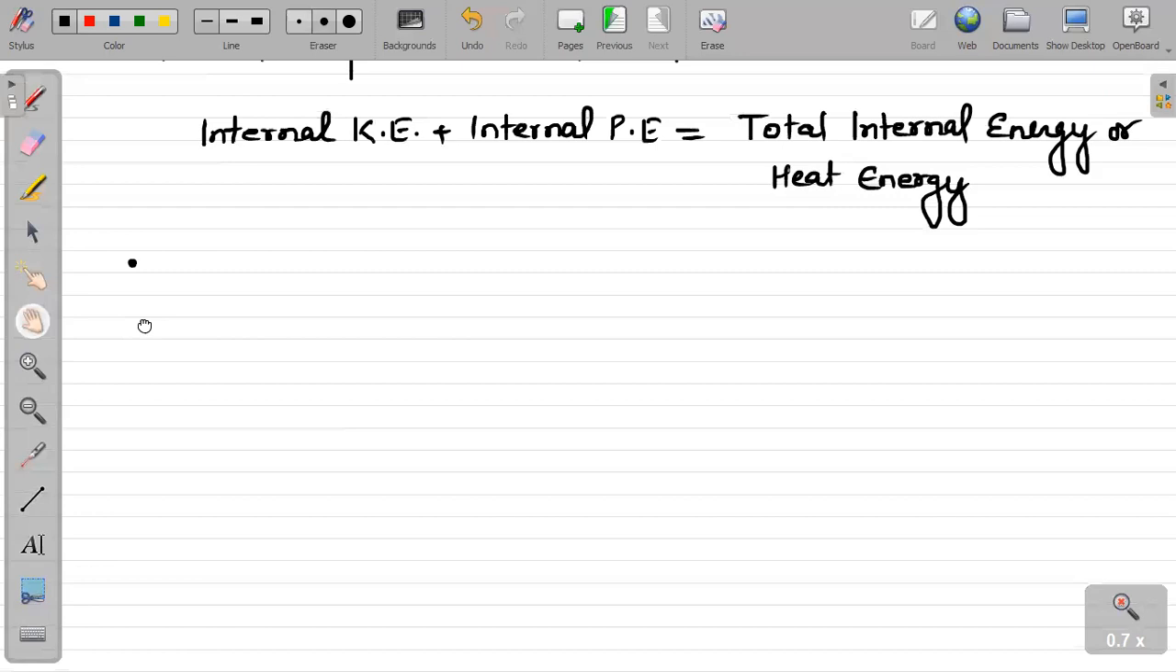Change in size of the body. When a body is heated, it expands, and upon cooling, it contracts. This change in size of the body due to heating is called thermal expansion. Generally, all solids, liquids, and gases expand on heating or contract on cooling.